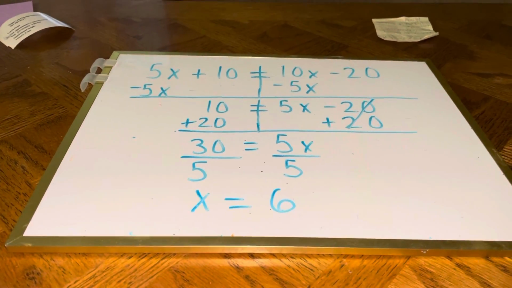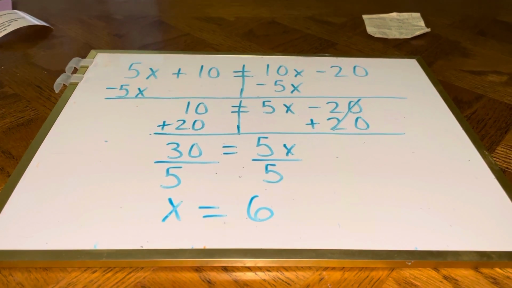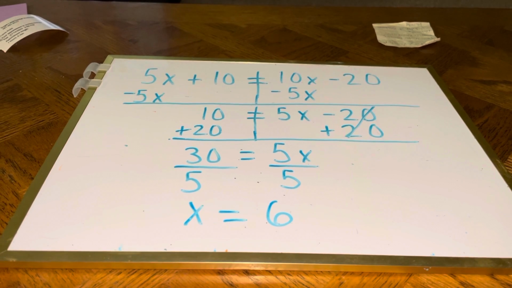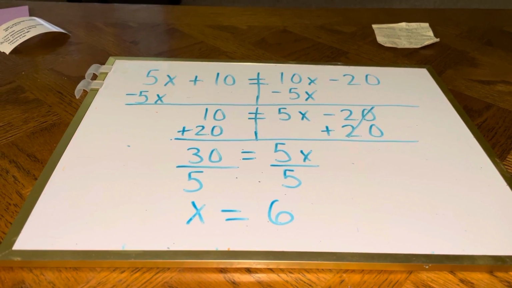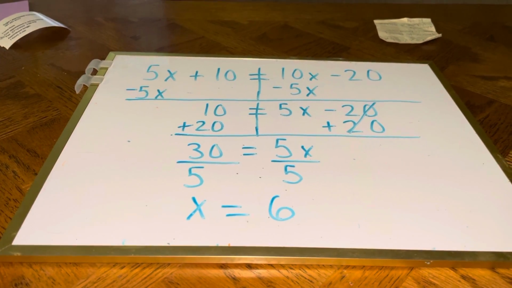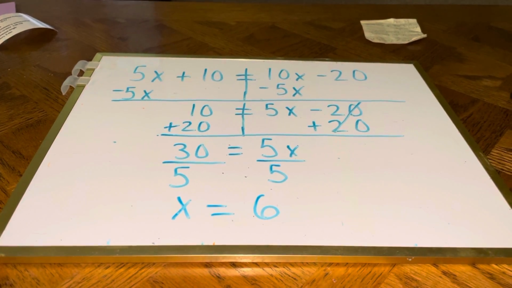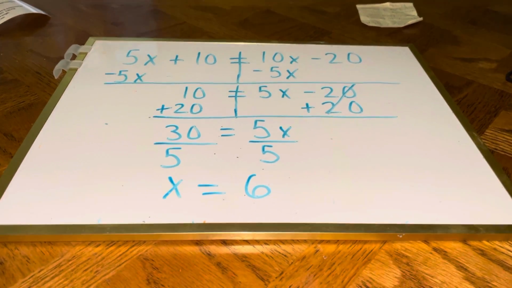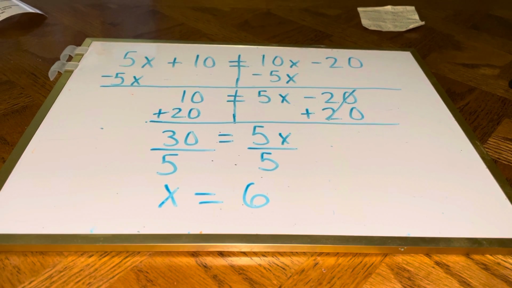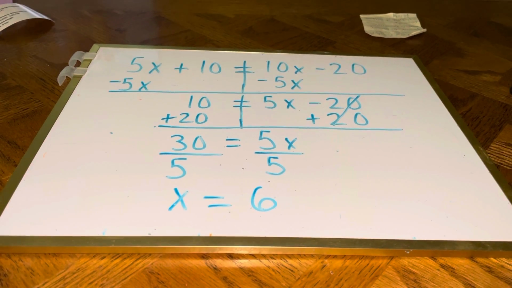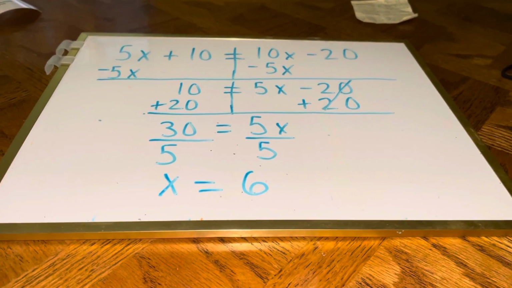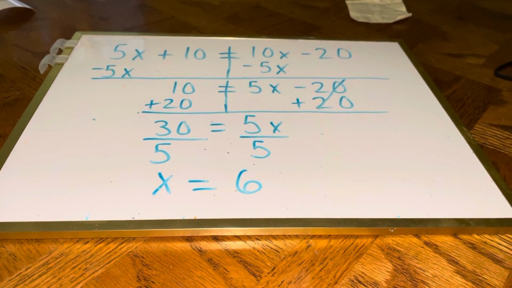The first thing you have to do is always subtract your variables with your variables. Since I have to subtract 5x from 5x, I have to subtract 5x from 10x. Nothing else. Because what you do on one side, you have to do on the other. It's a copycat. Now, because those subtracted, 5x minus 5x is 0, so that cancels out. That leaves me with 10 equals 5x minus 20.